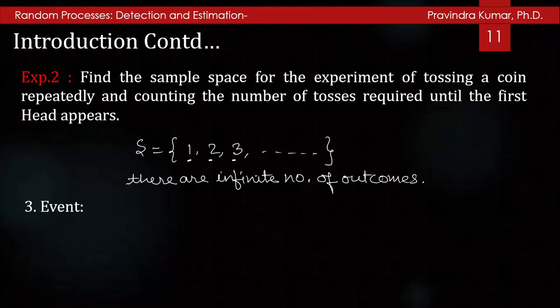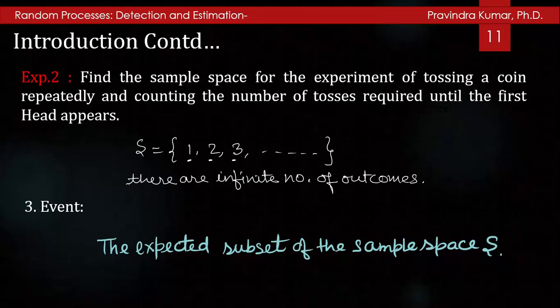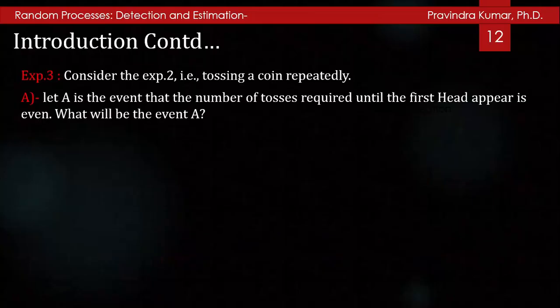Now we will discuss event. The expected subset of a sample space is termed an event. Now, to understand the event, let us take one example. Consider the previous example, tossing a coin repeatedly. Let A be the event that the number of tosses required until the first head appears is even. What will be the event A? You know the sample space of tossing a coin repeatedly until the first head appears is 1, 2, 3 and so on. So we require the event A, where the number of tosses required is even.